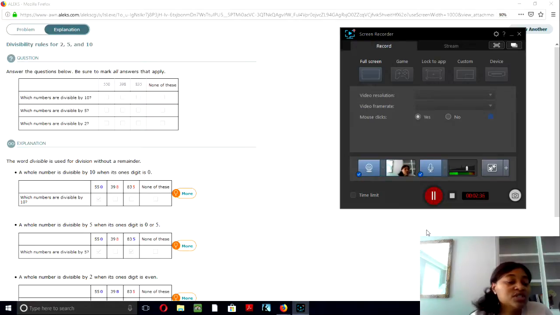The next one, which numbers are divisible by 2? 550, 2 is a multiple of 50. So yes, you can get there an even number of times. 2 times 25 is 50. So yes, that would be a go. 398, the last number is 8. 2 will go into 8 an even number of times. That would also work. 835 would not work because 5 is not divisible by 2.